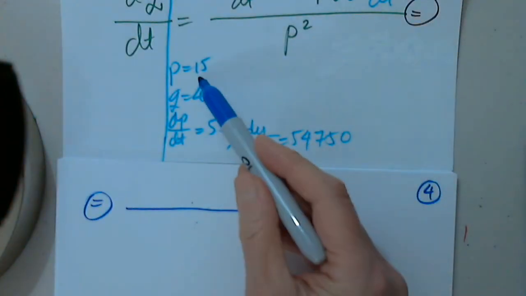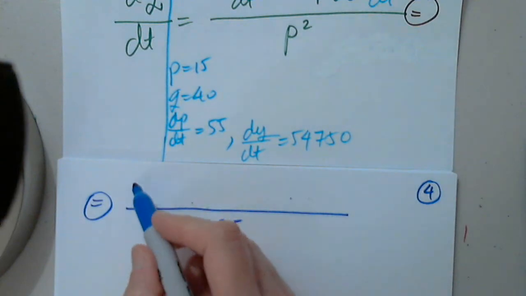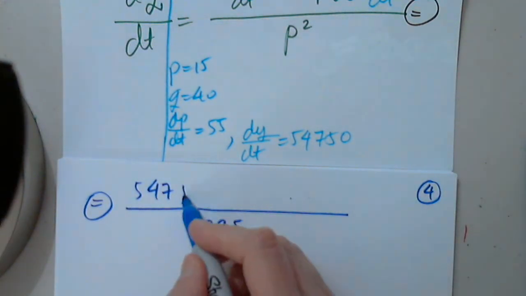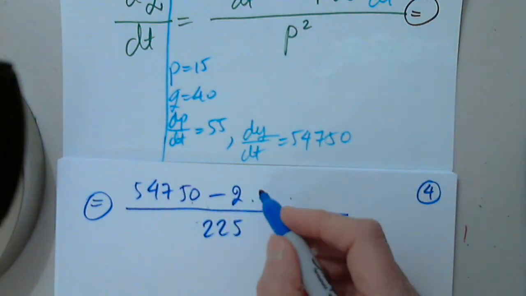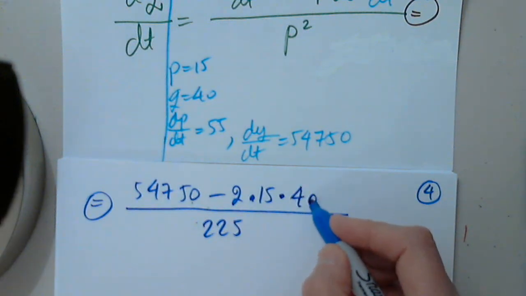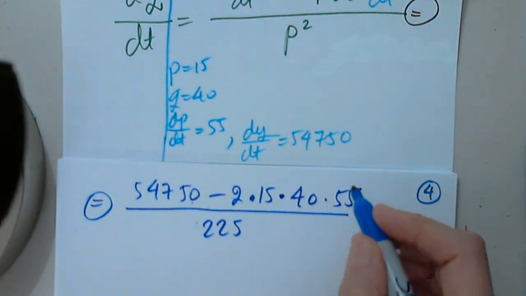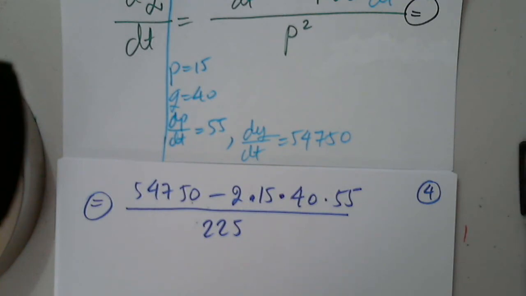So p squared, 15 squared is 225. The top, dy over dt, 54,750 minus 2 times p, 30, let me write it like that, and then q, 40, and then 55. Okay. So I'm going to share my screen, and we go to the calculator. And we're going to punch in these numbers.